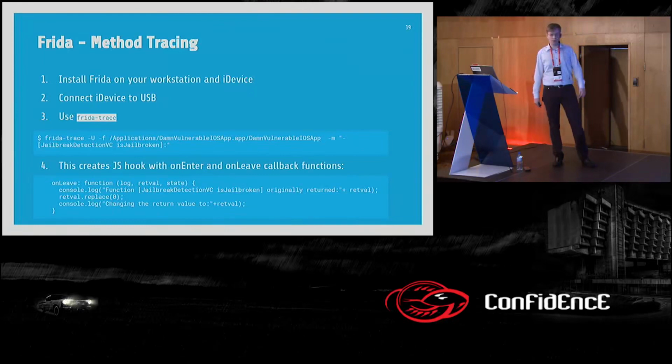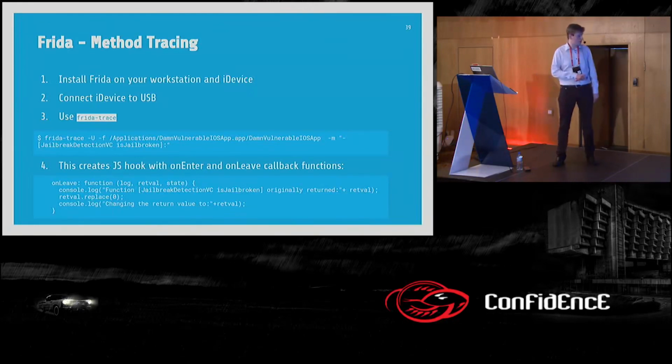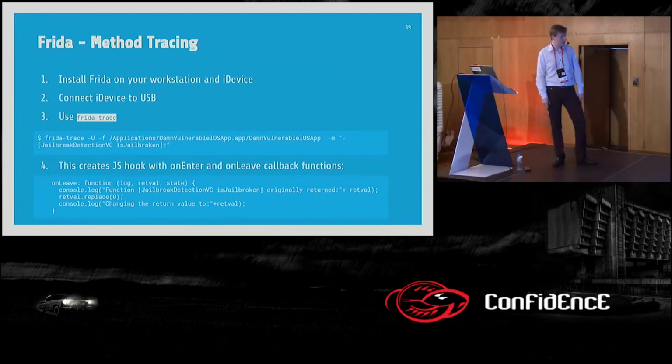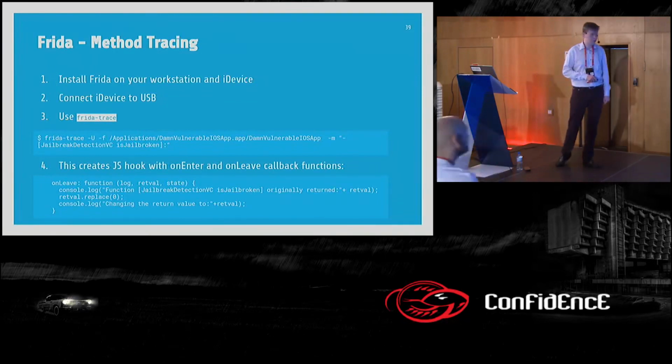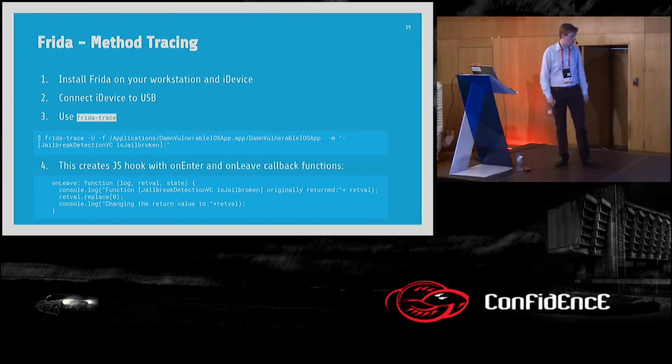What Frida Trace does is, you launch an application and pass an argument, the name of the method that you want to trace. This is jailbreak detection VC is jailbroken. And this will create a file with callback functions onEnter and onLeave. Again, this is plain JavaScript.